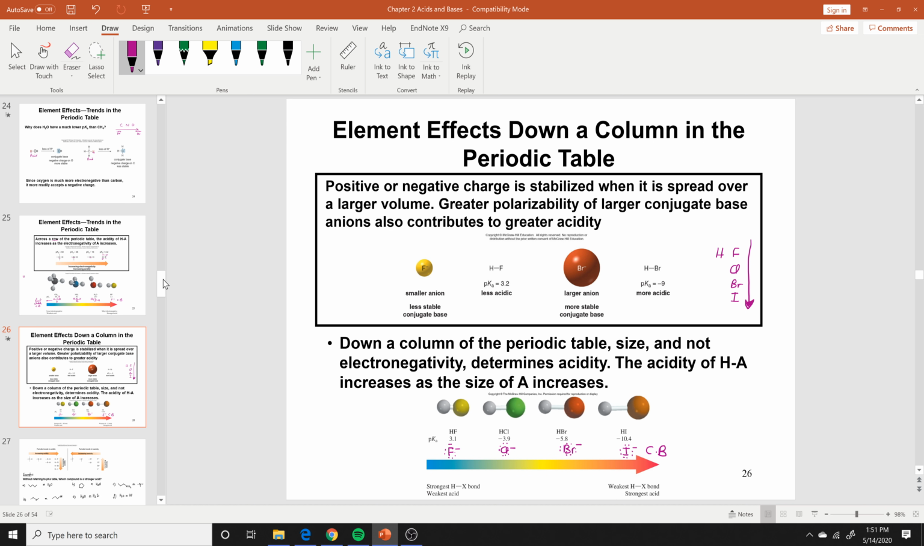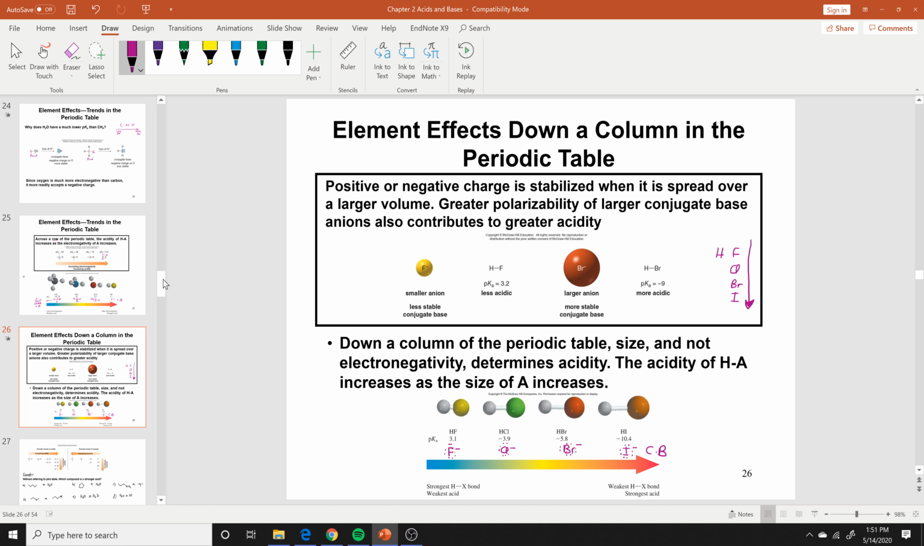You don't go by electronegativity, because if you go by electronegativity, it's going to give you a wrong answer because fluorine is more electronegative than iodine. So always go with elements in a group, always go with the size of the element in there, or of the anion, and the larger the anion, the more area the charge is spread over.